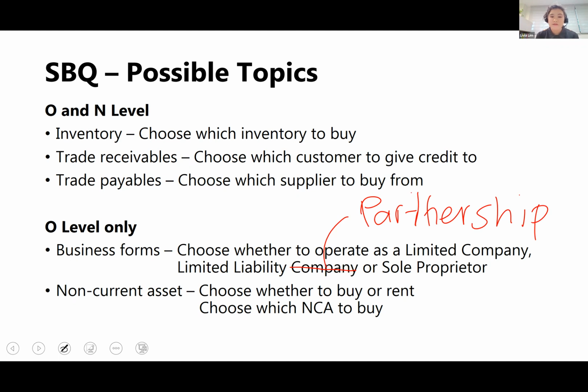Okay, there is another topic. You have to decide for a non-current asset. You have to decide whether to buy or to rent the non-current asset, or to choose which NCA to buy. So these 2 topics are additional for O-level students. Otherwise, the way of writing the SBQ is the same. It's the same skill, just that the content is different.